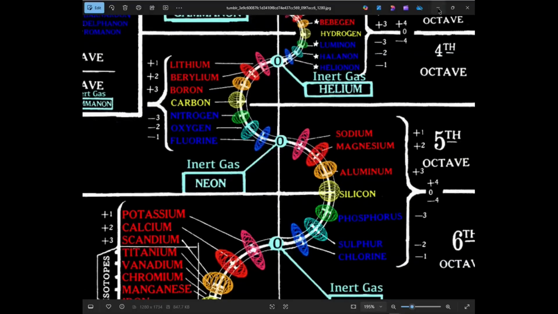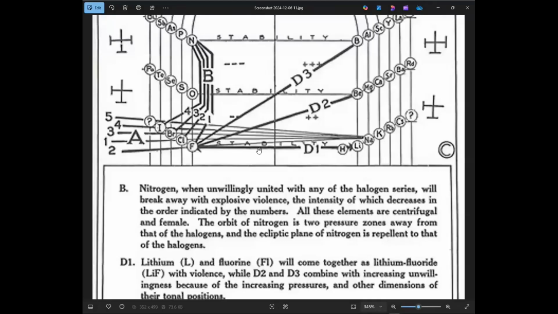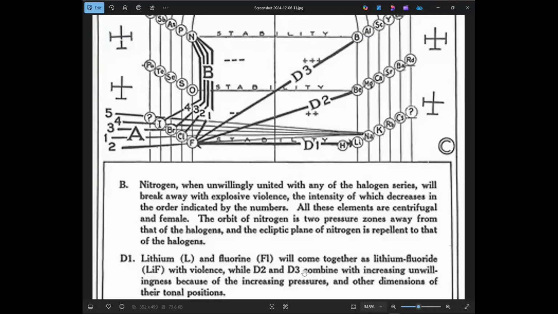Next. Right, they'll come together and make lithium fluoride with Valence, while D2 and D3 combine with increasing unwillingness because of the increasing pressures and other dimensions of their tonal positions.